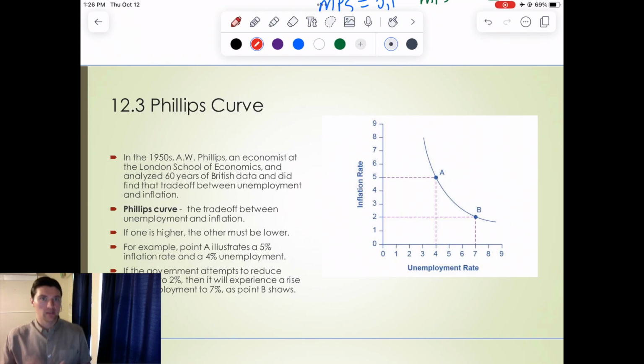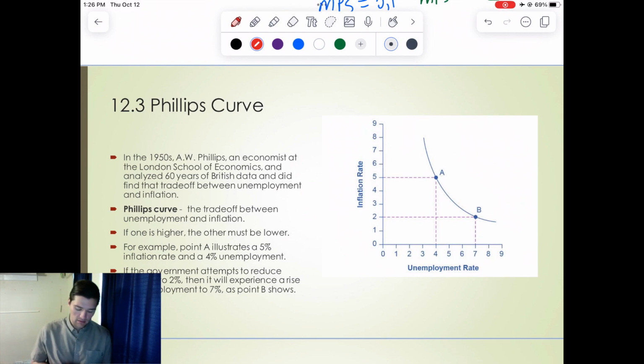Let's introduce a really interesting topic which talks about the Phillips curve. So in the 1950s, A.W. Phillips, he was an economist at the London School of Economics. He actually was looking at Keynesian's idea. And what he found, after looking at 60 years' worth of British data, was that Keynes was onto something.